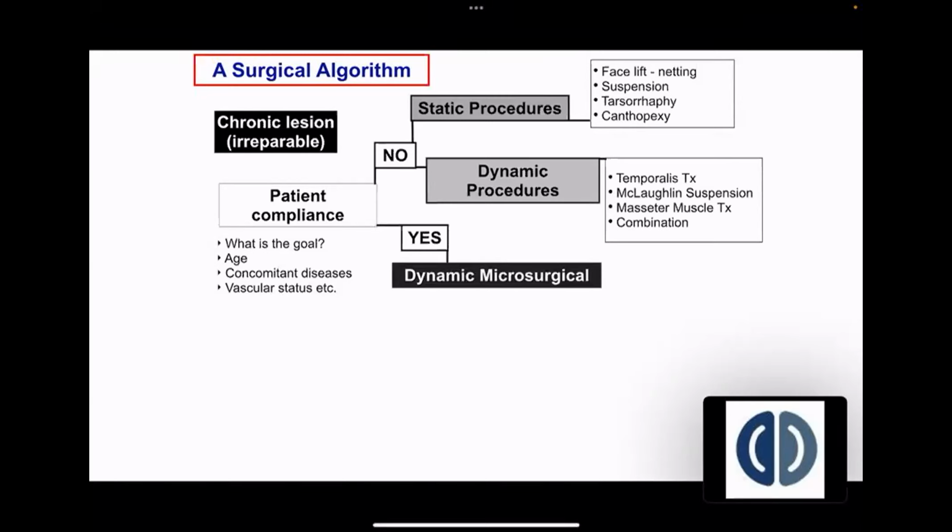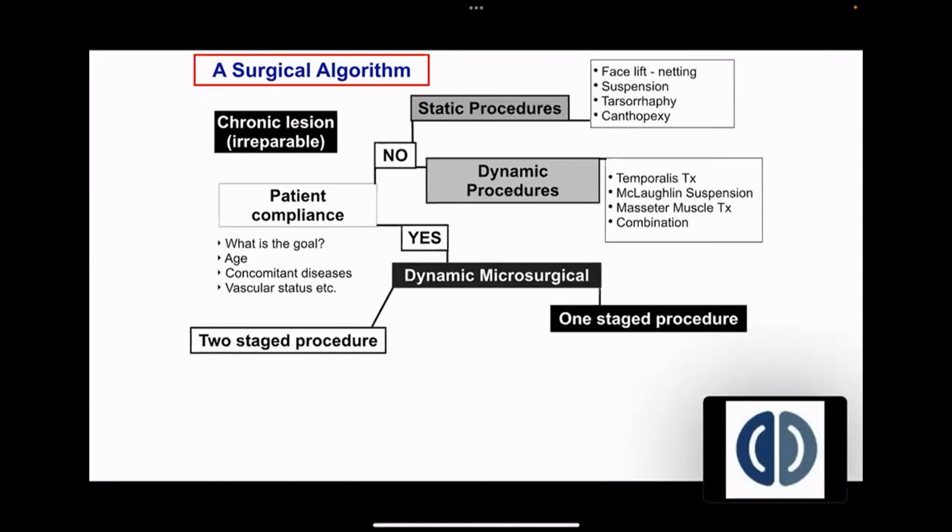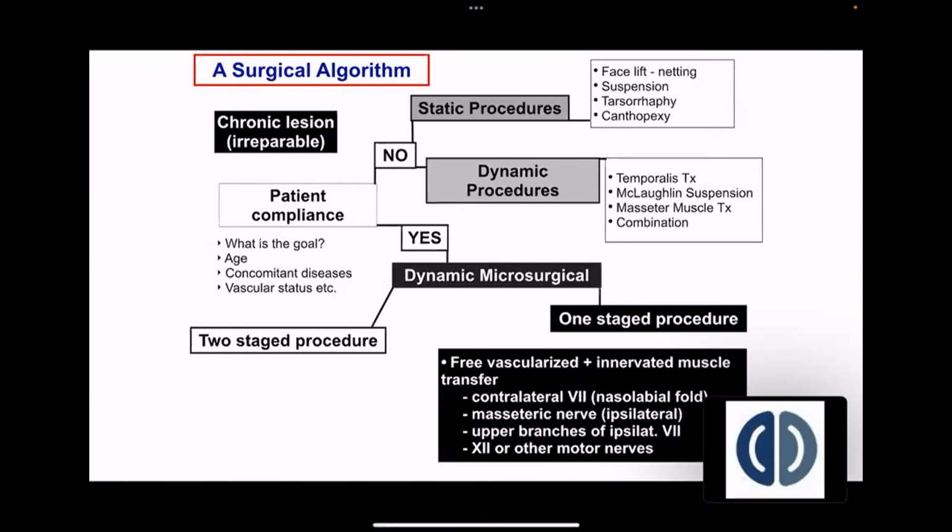However, if the patient is compliant and young, I would rather go in for a dynamic microsurgical procedure in a one-stage manner, using the free vascularized and innervated muscle flap with the axon donor as a contralateral facial nerve from the nasolabial fold. This is one option. The other option is a masseteric nerve, which of course leads to a lot of synkinesis, which we have been discussing today in other presentations, or the upper branch of the ipsilateral facial nerve or the hypoglossal nerve and other motor nerves. Thank you very much.